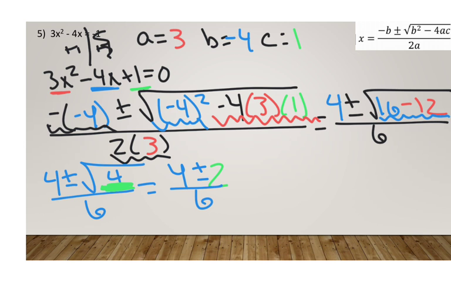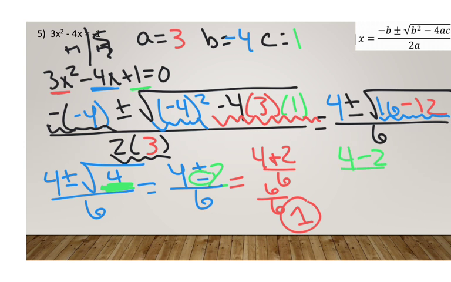So what this means is that one answer is 4 plus 2 over 6. So 4 plus 2 is 6. 6 divided by 6 is 1. That's our first one. On the second one, we're going to look at the minus and say the second answer is 4 minus 2 over 6. Well, 4 minus 2 is 2 over 6, which reduces to 1/3. So our two answers are 1 and 1/3.